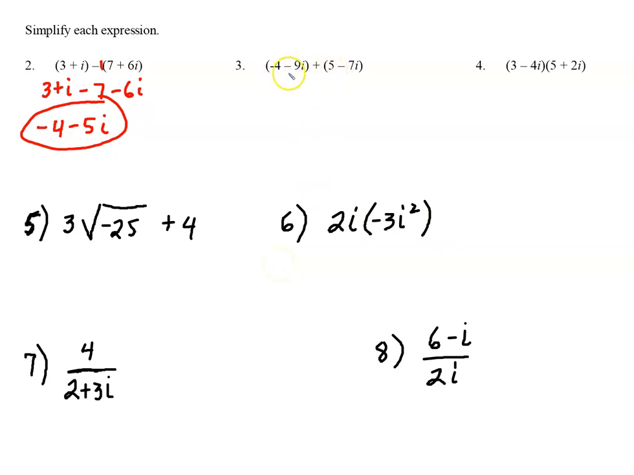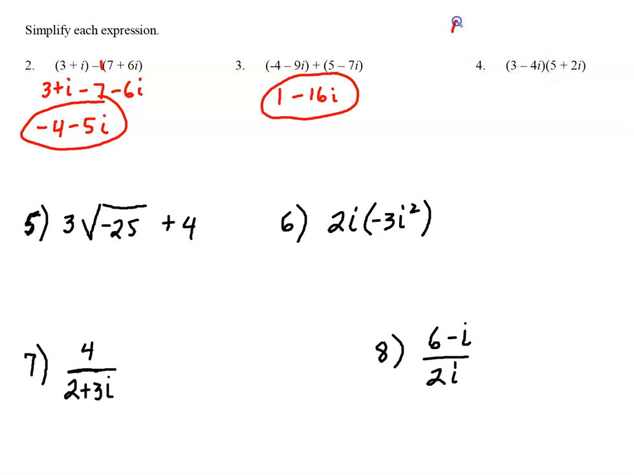Number 3 is addition. These are not quite as tricky as subtraction, so really you just look at the like terms and combine them. -4 plus 5 is 1. -9i plus -7i is -16i. So be careful on your test. Know when to use FOIL and when not to use FOIL. Just pay attention. Notice these are not multiplied. This is subtraction, this is addition. I don't use FOIL for either one of these, but I do use FOIL when I multiply.